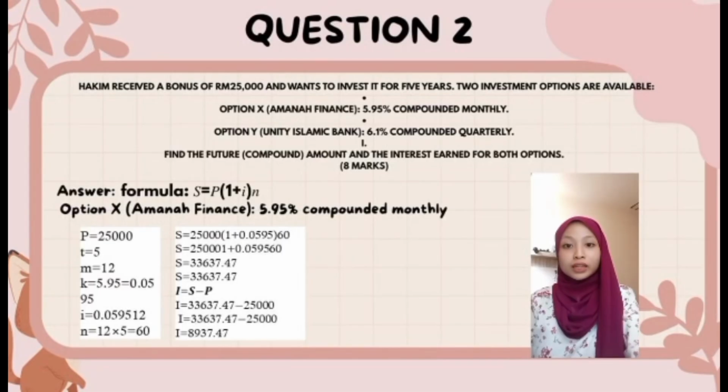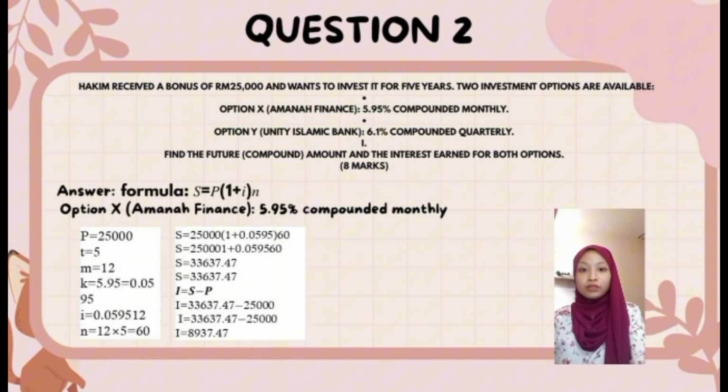Hakim received a bonus of RM25,000 and he will invest it for 5 years. So, he has two options. One, option X, 5.95% compounded monthly, and two, option Y, 6.1% compounded quarterly. So, our task is to calculate the future amount and interest earned for both options.